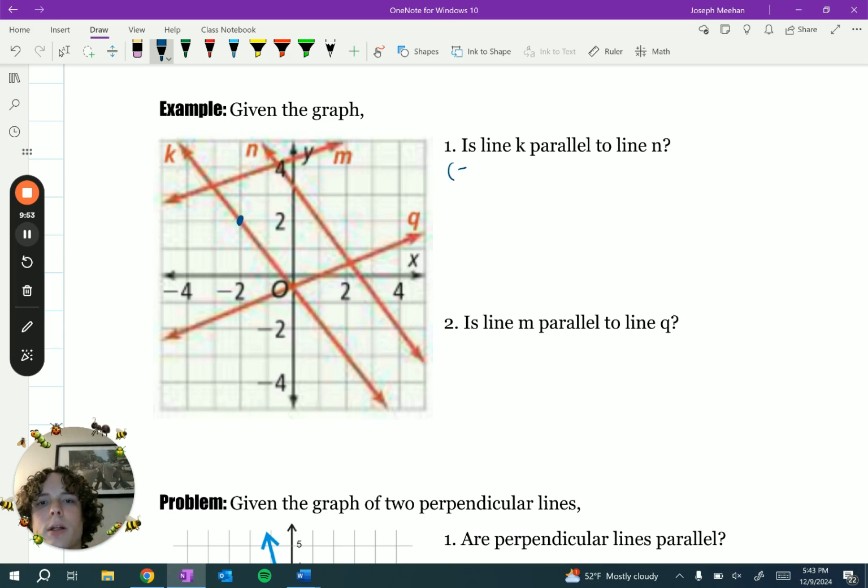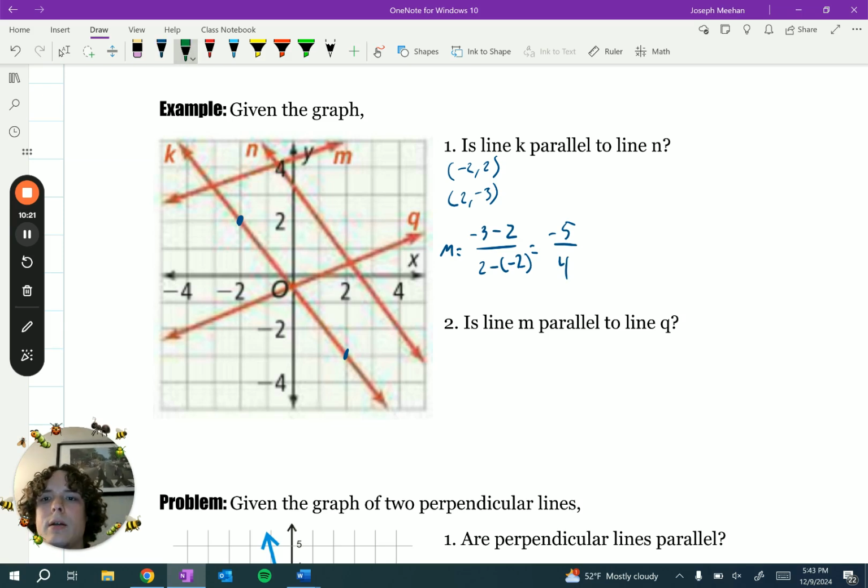It looks like one point for line K is (-2, 2), and a second point is (2, -3). So the slope for line K we could say is -3 minus 2 over 2 minus -2, which will be -5/4, and that's it. Remember, I'm just using the slope formula, which is y2 minus y1 over x2 minus x1.